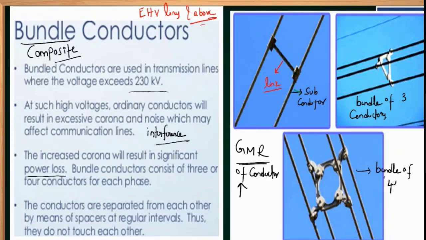So bundled conductor consists of 3 or 4 conductors for each phase. The conductors are separated from each other by means of spacers at regular intervals. Thus, they do not touch each other. They are called spacers or metallic links. Why are bundled conductors used? Many times a GATE and IES question: to reduce the corona effect. That is the main advantage.